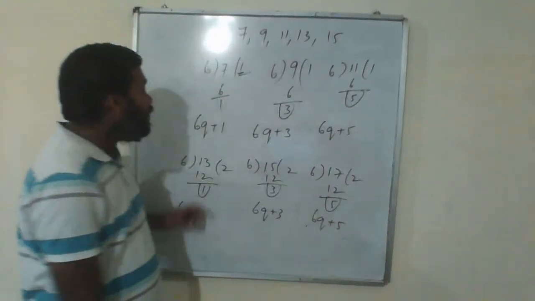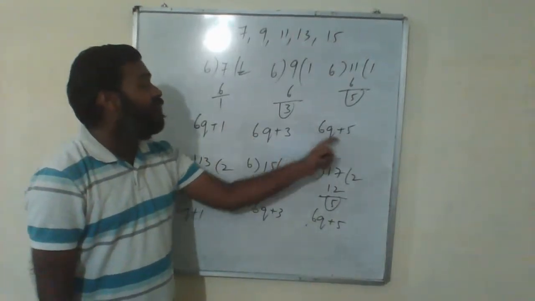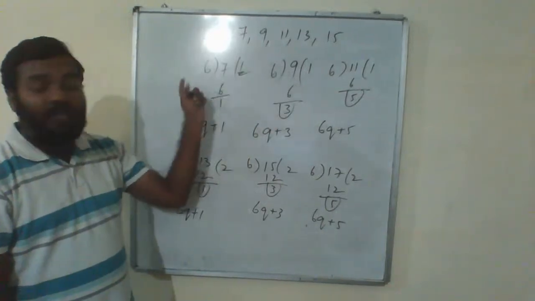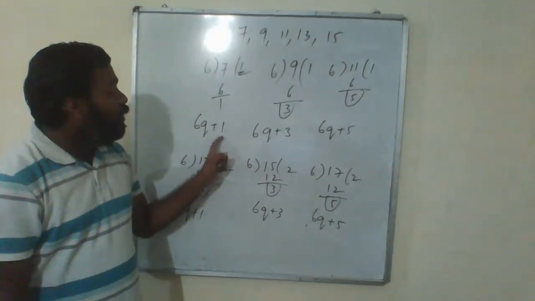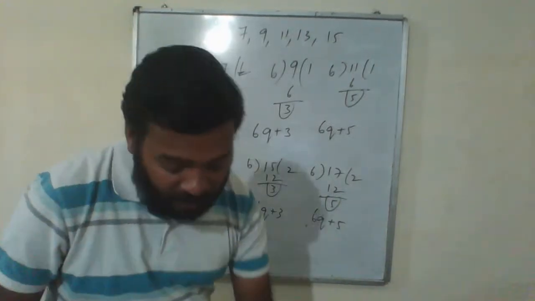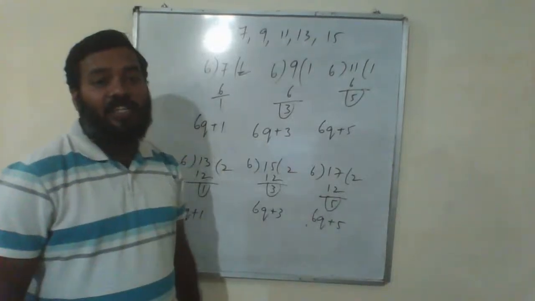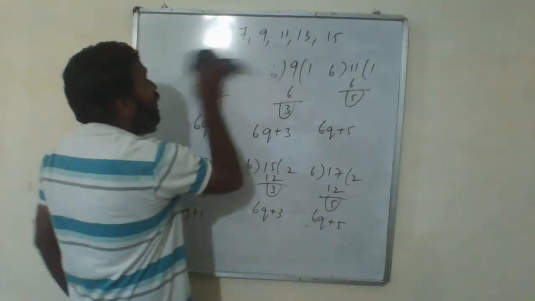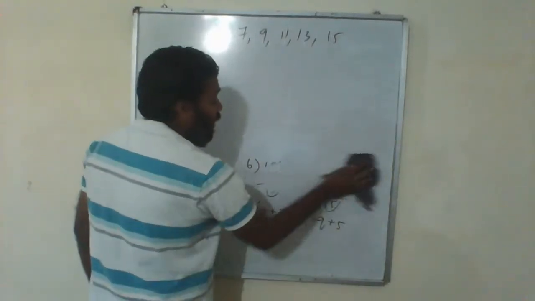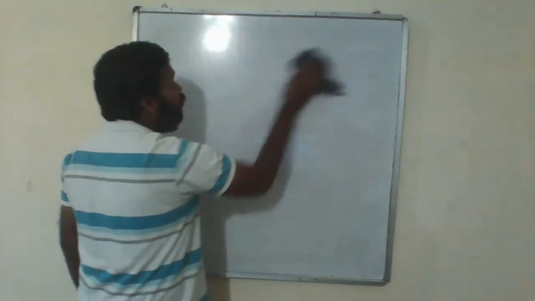That means whenever the divisor is 6, you are getting the remainders as 1, 3, 5 when dividing an odd number by 6. So whenever the divisors change, these general forms will change. These general forms will change with regard to the divisors. Let us see another problem, so that it will be very easy for you to understand.